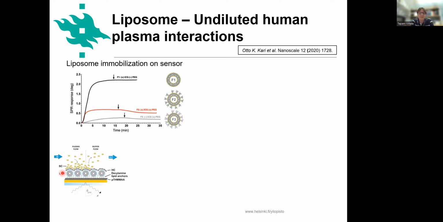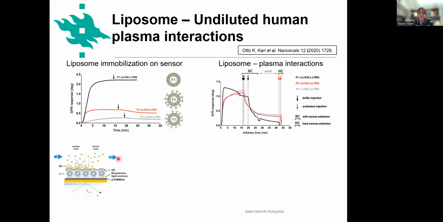This is the setup. We immobilize the particles on the surface. We can flow plasma or serum over there, and then we flush it, and then we can detach the particles and measure protein quantity. This is how it looks when we inject plasma, and these different colors show different particles. You can clearly see different kinetics during the plasma interaction.